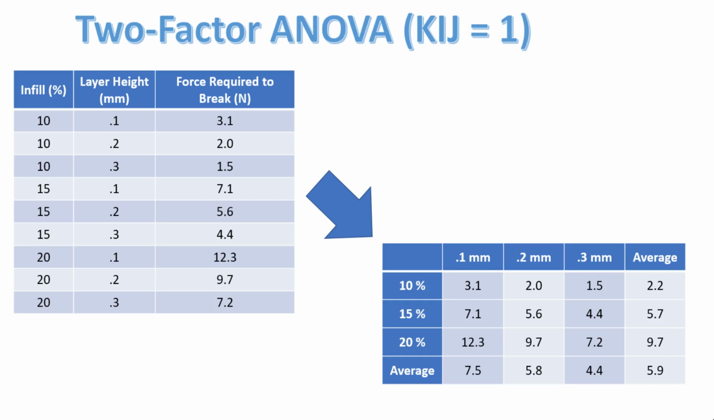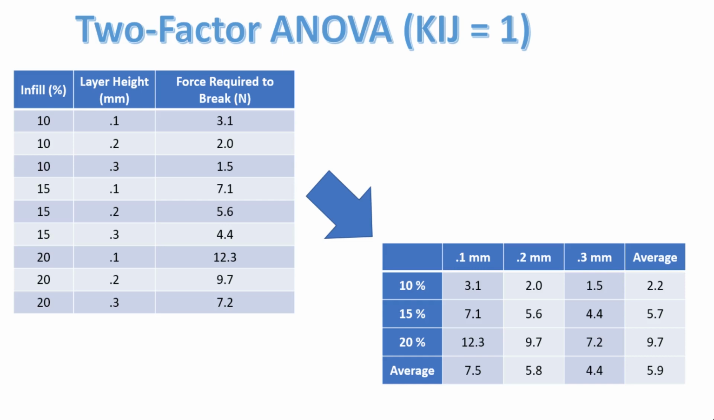Notice that I labeled K_IJ equals 1. This means that for each combination of factors, for instance a layer height of 0.1 millimeters and an infill of 10%, we only had one test. If this were a scientific study, we would definitely want to have more than this. But for the sake of example, we're going to have only one.